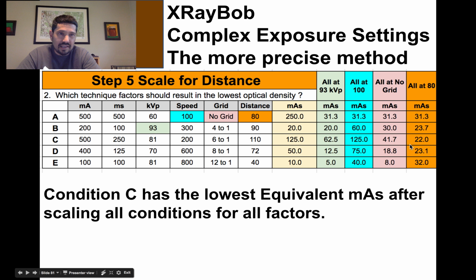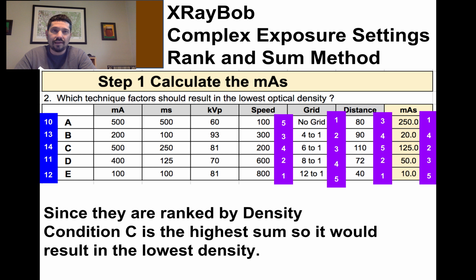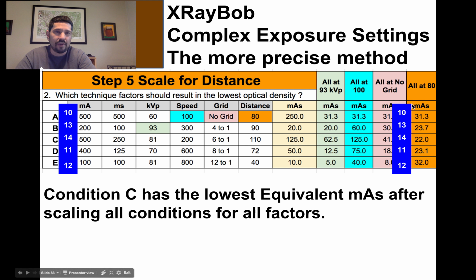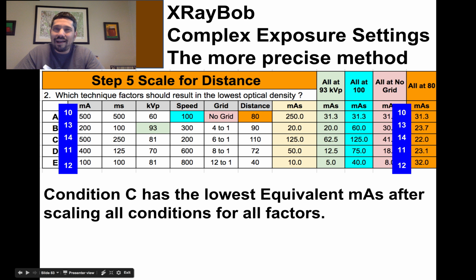You can see condition C has the 22 mAs equivalent. If C was done with no grid at 80 inches at 100 speed with a 93 kVp, it would give us an optical density as if it was 22 mAs. And that is the lowest mAs in this group, so that would be our lowest optical density. Again, if we go back and look at our factors, let's put them right up here. That 14, ranked worst against optical density, meaning the lowest optical density, would have pointed at answer C as well. So, I don't know what to tell you.